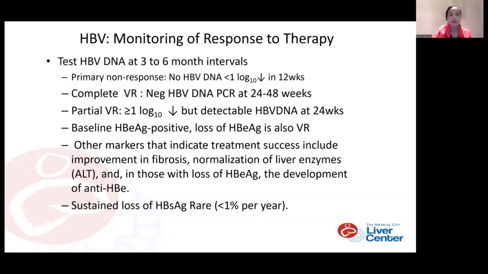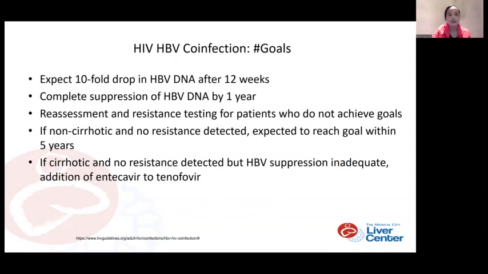The holy grail of treatment of hepatitis B is S antigen loss, and that is quite rare at less than 1% per year. So what are the goals? At least this, expecting a 10-fold drop in your DNA in at least 3 months, complete suppression of DNA in 1 year, reassessment and resistance testing for patients should be considered when you do not achieve these goals.